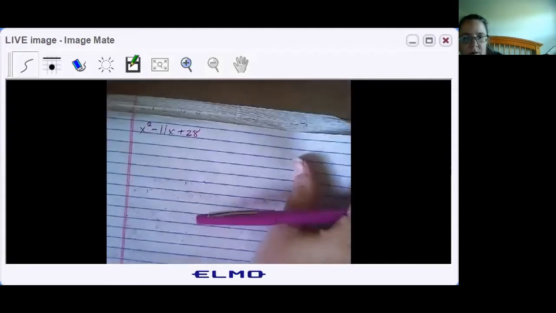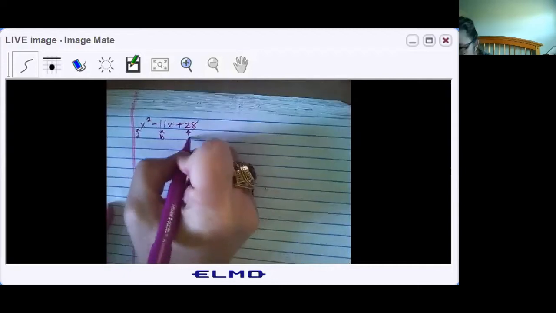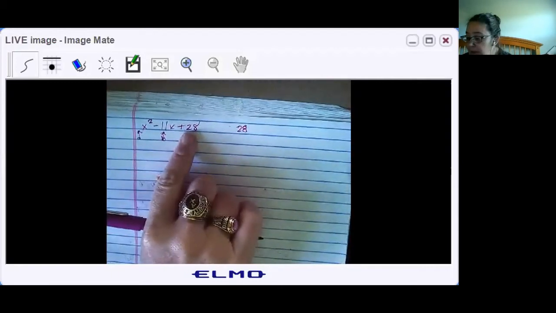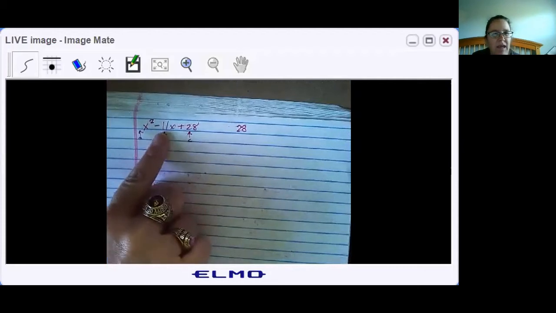So let's see, this time we're going to do x squared minus 11x plus 28. So let's see what happens here. All right. Well, I got my A, my B, and my C. I'm looking at 28. Numbers that multiply together to give me 28, and this time add together to give me negative 11, because that sign's important. So am I going to really be looking at things that add or things that subtract?